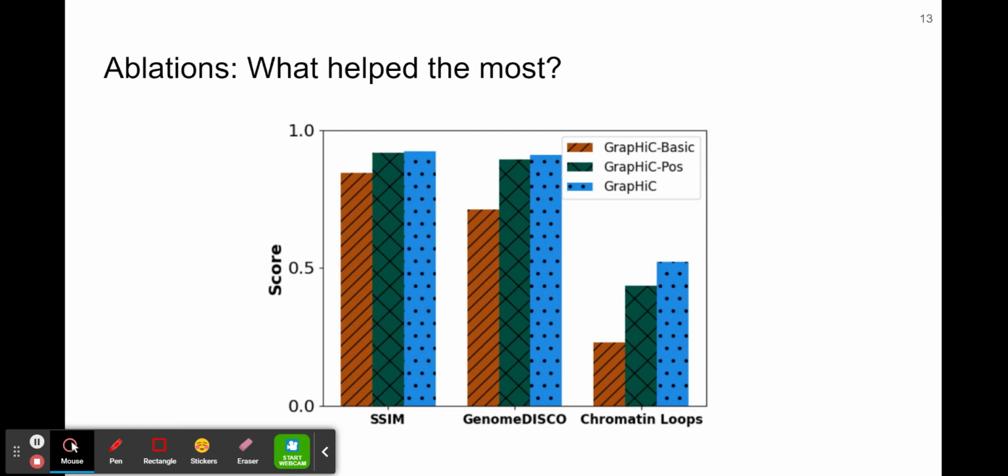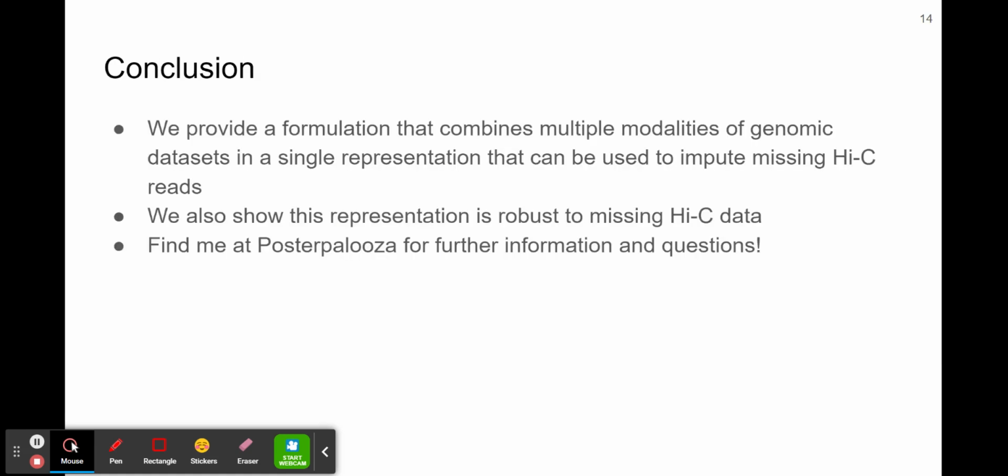Lastly, to test which part of our formulation helped the most, we conducted an ablation experiment on our graph formulation. We found that the addition of positional encoding substantially improved our scores in comparison to the bare baseline graph formulation that does not have any ChIP-seq information or the positional encoding. We further found that adding ChIP-seq data improved our chromatin loop recovery scores substantially.